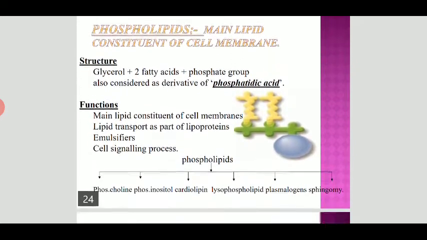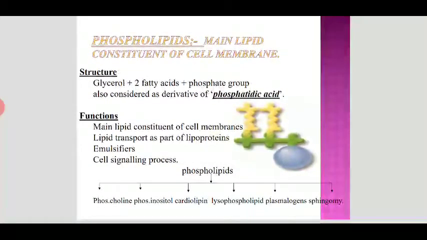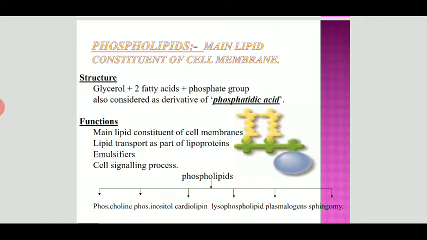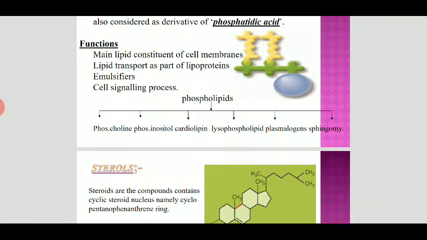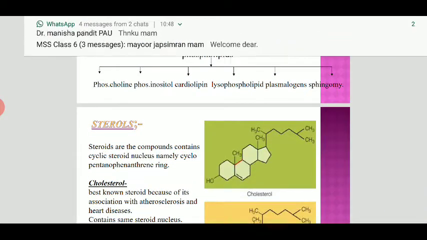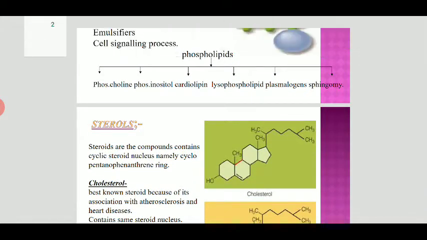Now, phospholipids, the main lipid constituent of the cell membrane, where one glycerol, two fatty acids, and one phosphate group are attached. The functions of phospholipids are: main lipid constituent of cell membrane, lipid transport as a part of lipoprotein, emulsifiers, and the cell signaling process. Then there are a number of phospholipids which are given.